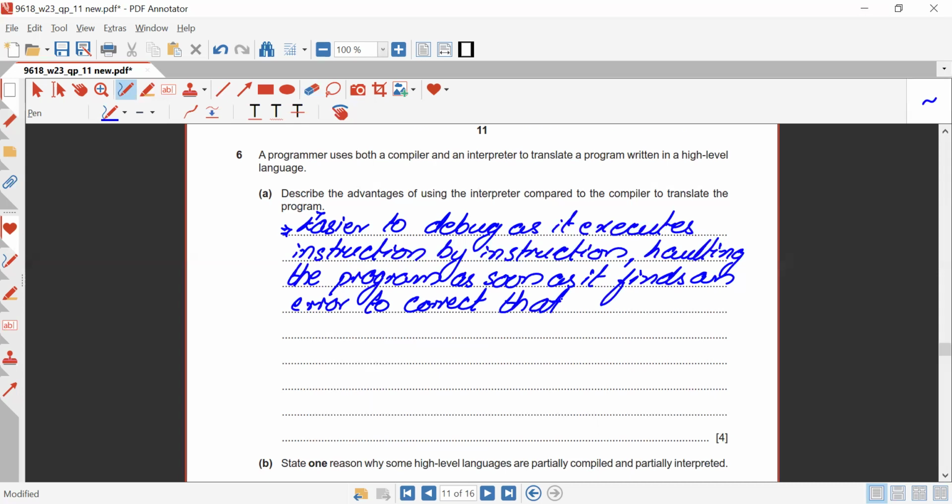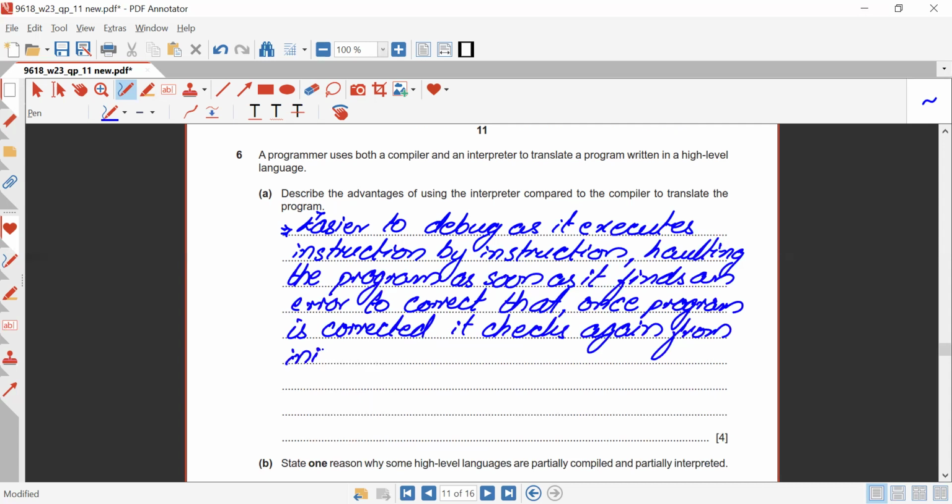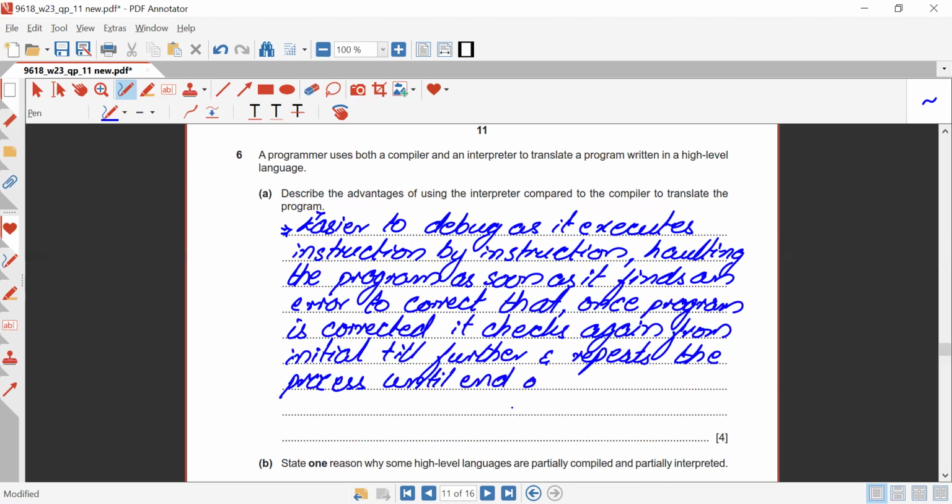The second thing you may write over here: once the program or error is corrected, it checks again from the initial point till further and repeats the process until the end of the program.